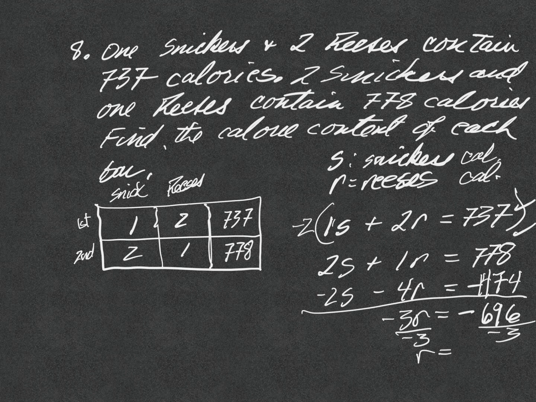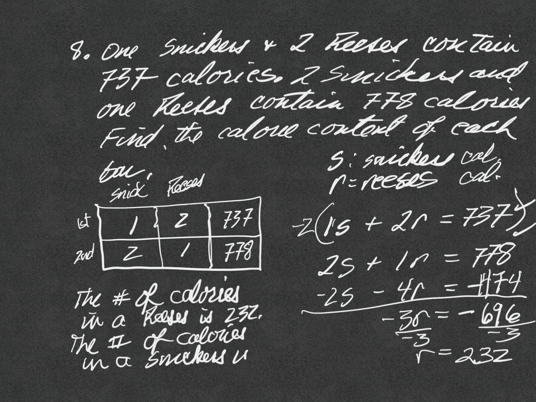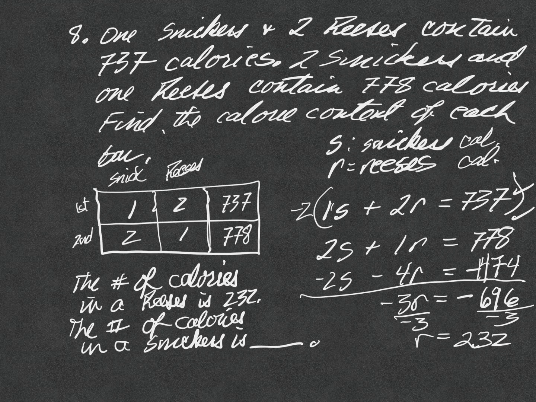So I get r equals 232. So the number of calories in a Reese's is 232, and then the number of calories in a Snickers is, and I don't know that yet, I got to figure it out.